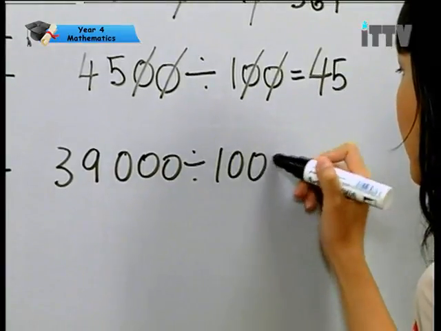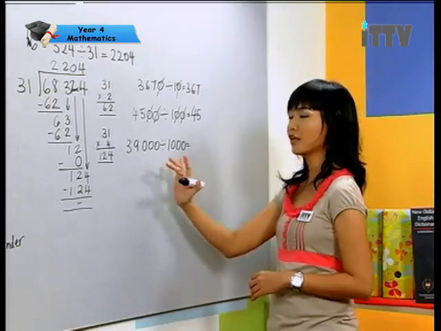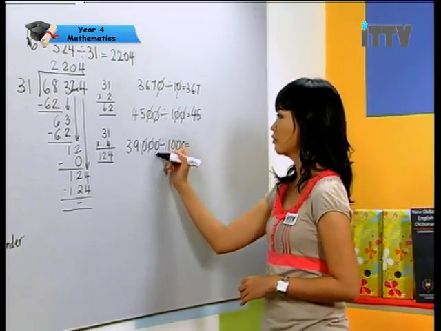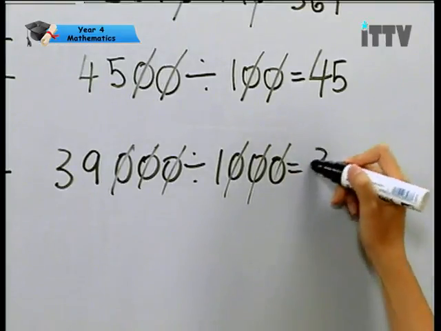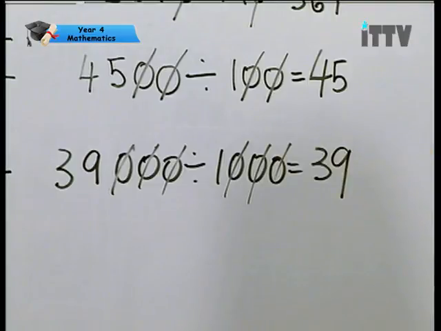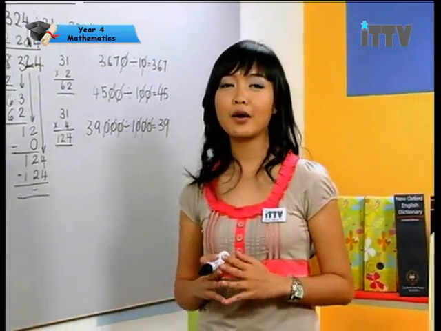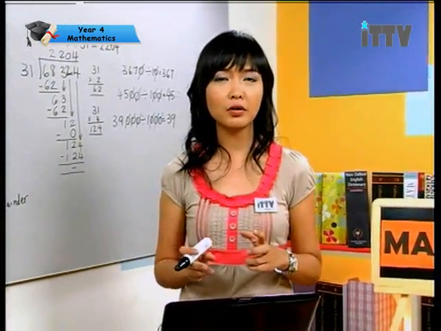Okay, what about this number? 39,000 divided by 1,000. Take away the same number of zeros here and here. So 1, 2, 3, 1, 2, 3. So our answer is 39. Isn't it simple?